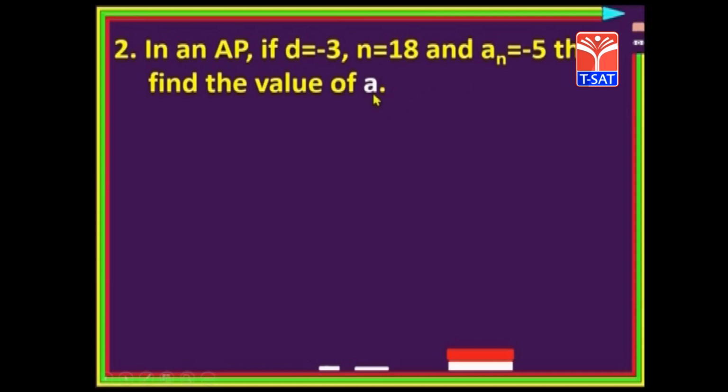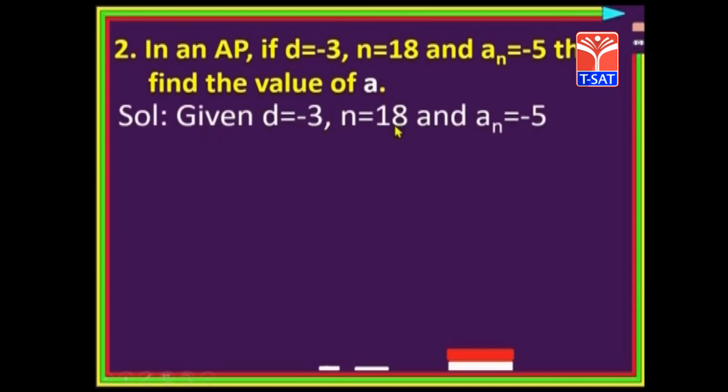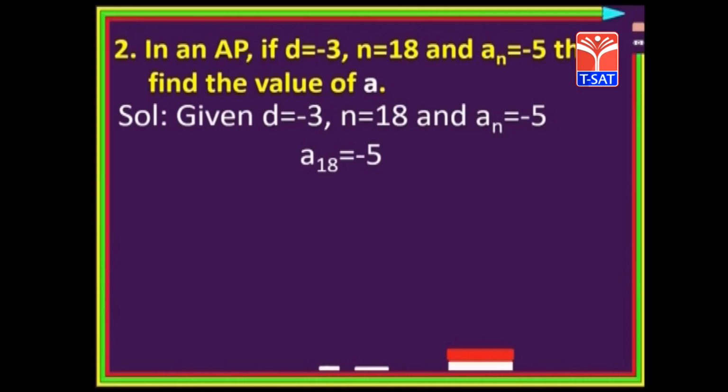By using the same formula we can find it. The given values are d is equal to minus 3, n is equal to 18 and a n is equal to minus 5. That is nothing but a 18 is equal to minus 5, right? From the formula a n is equal to a plus n minus 1 into d, what is a 18? A 18 is a plus 17d. So a plus 17d is equal to minus 5.